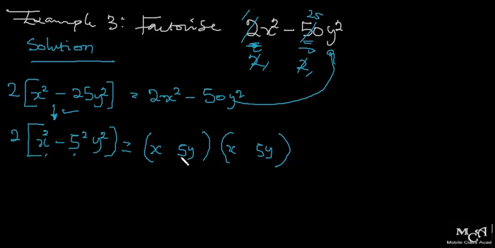So 5y times 5y will give us what? 25y squared. So at this point, what are we going to introduce? Our sign. If one side is negative, the other side will be what? Positive. Then remember, we still have our 2 outside. So the answer to this is going to be what? 2 bracket x minus 5y bracket x plus 5y.